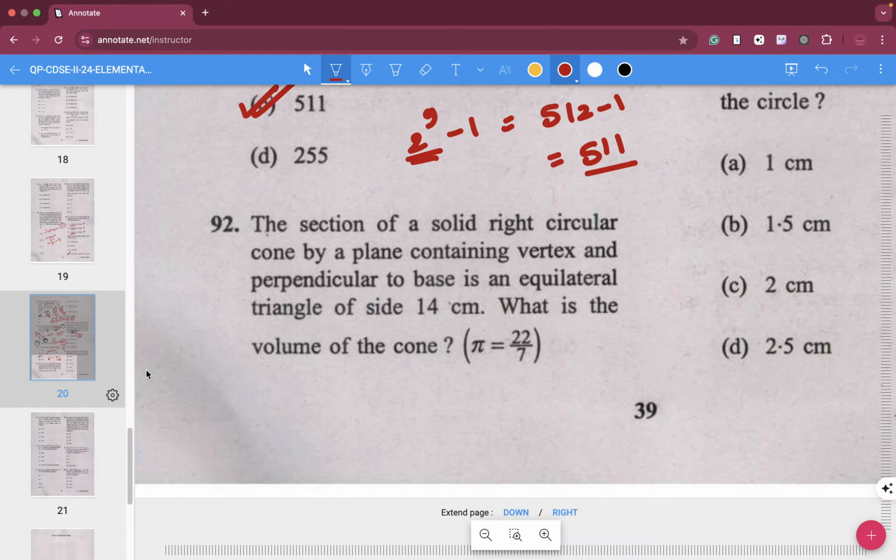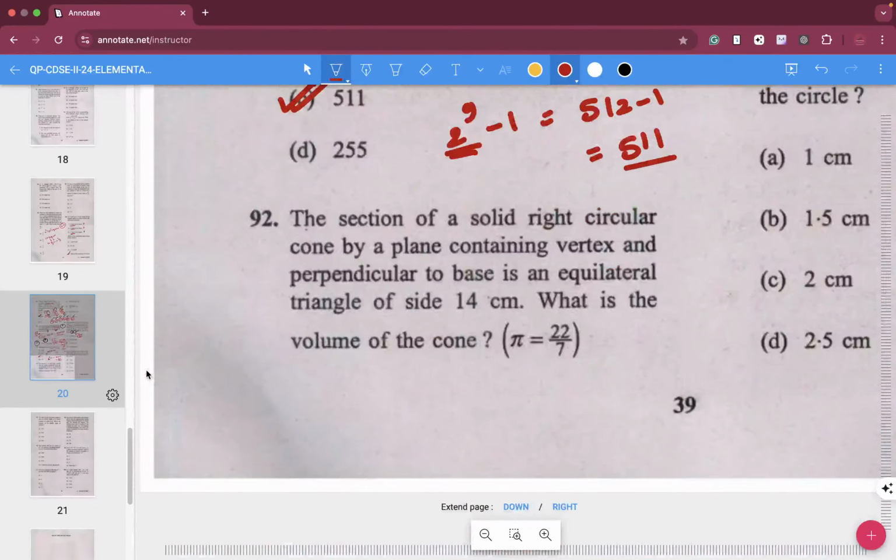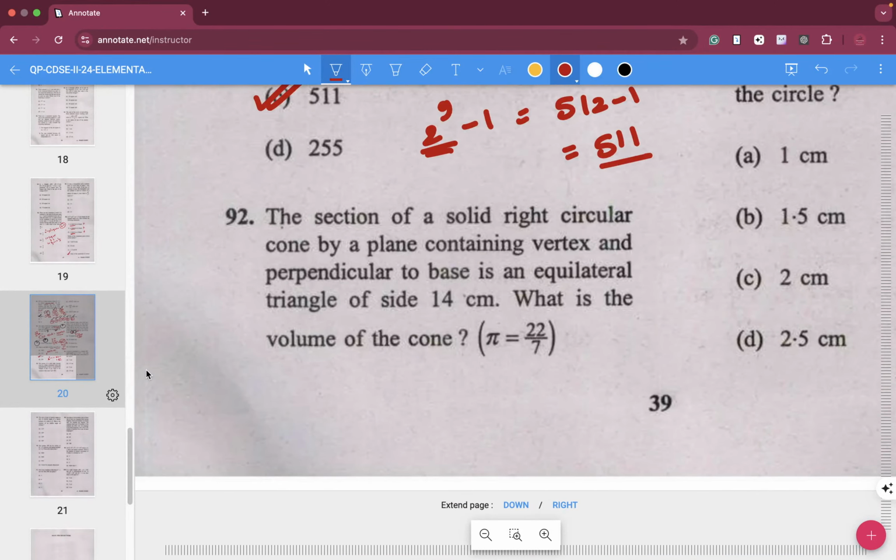Now let's look at this. We will not look at the options. This is the section of a solid right circular cone by a plane containing the vertex and perpendicular to the base. So this is your right circular cone. This is the radius of the right circular cone, and this is the height of the right circular cone.